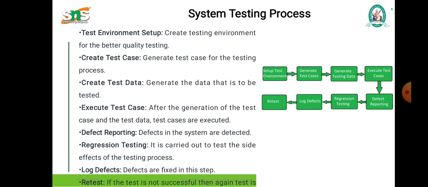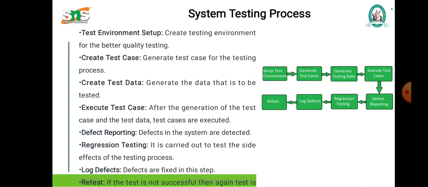And next step, defect reporting. In this process the defects in the system are detected. And next one is regression testing. This is carried out to test the side effects of the testing process. And next one, log defects. In this process defects are fixed in this step.